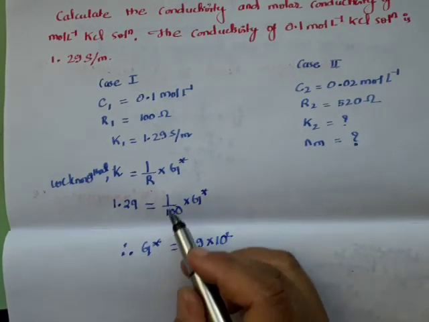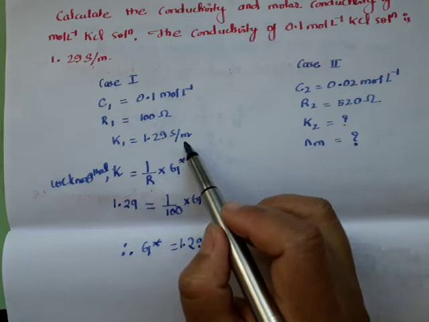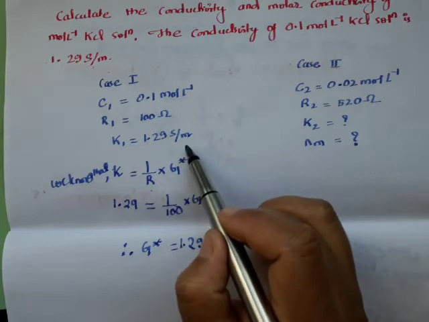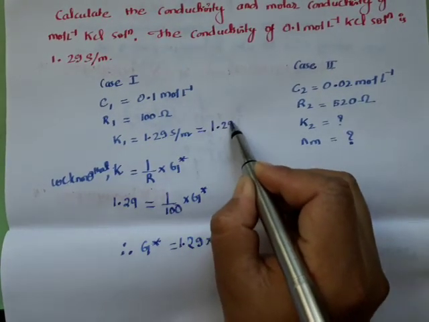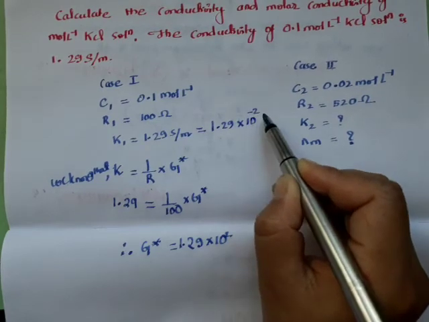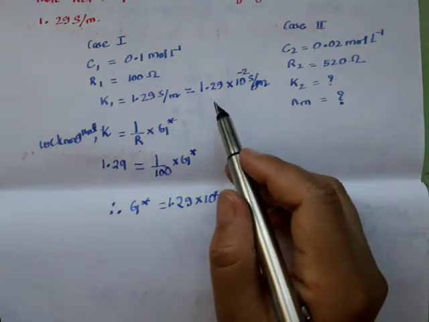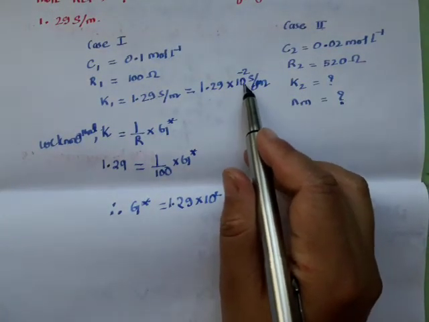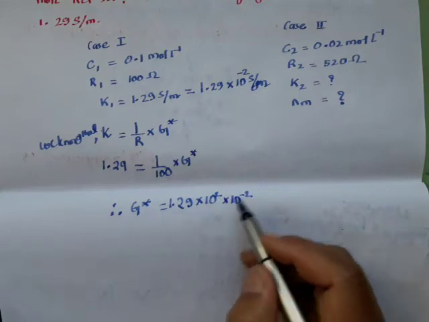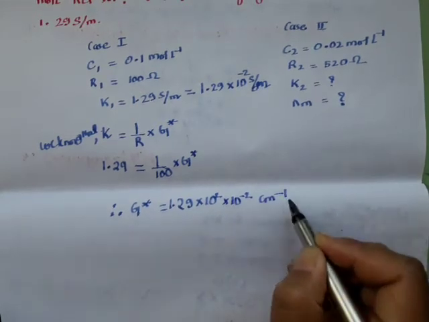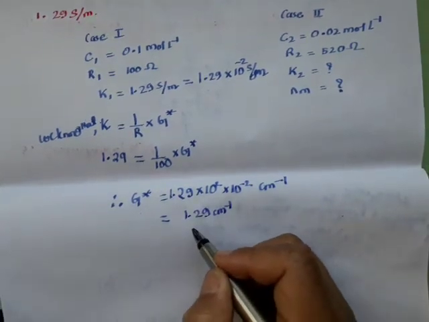And what is the unit here? Now see, this is in meter, so you can convert this to centimeter, because whatever units we are taking into consideration here are in centimeter. So you can write this as 1.29 into 10 to the power minus 2 Siemens minus 2 centimeter, because 1 meter is equal to 100 centimeter. So into 10 to the power minus 2, and the unit is centimeter inverse. So we get 1.29 centimeter inverse as G star, the cell constant.